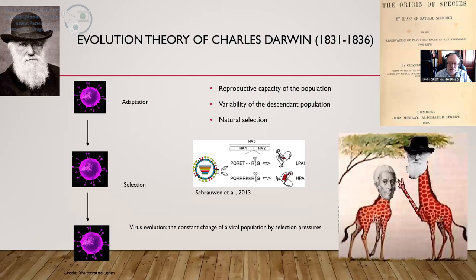Those that don't have a polybasic site are low pathogenic influenza viruses, for instance in avian species, particularly domestic birds, which are important for us. But if you have it, it gives a completely different phenotype, a highly pathogenic influenza virus that is lethal. So this was acquired by the evolution of the viruses themselves. Virus evolution is the constant change of a viral population.